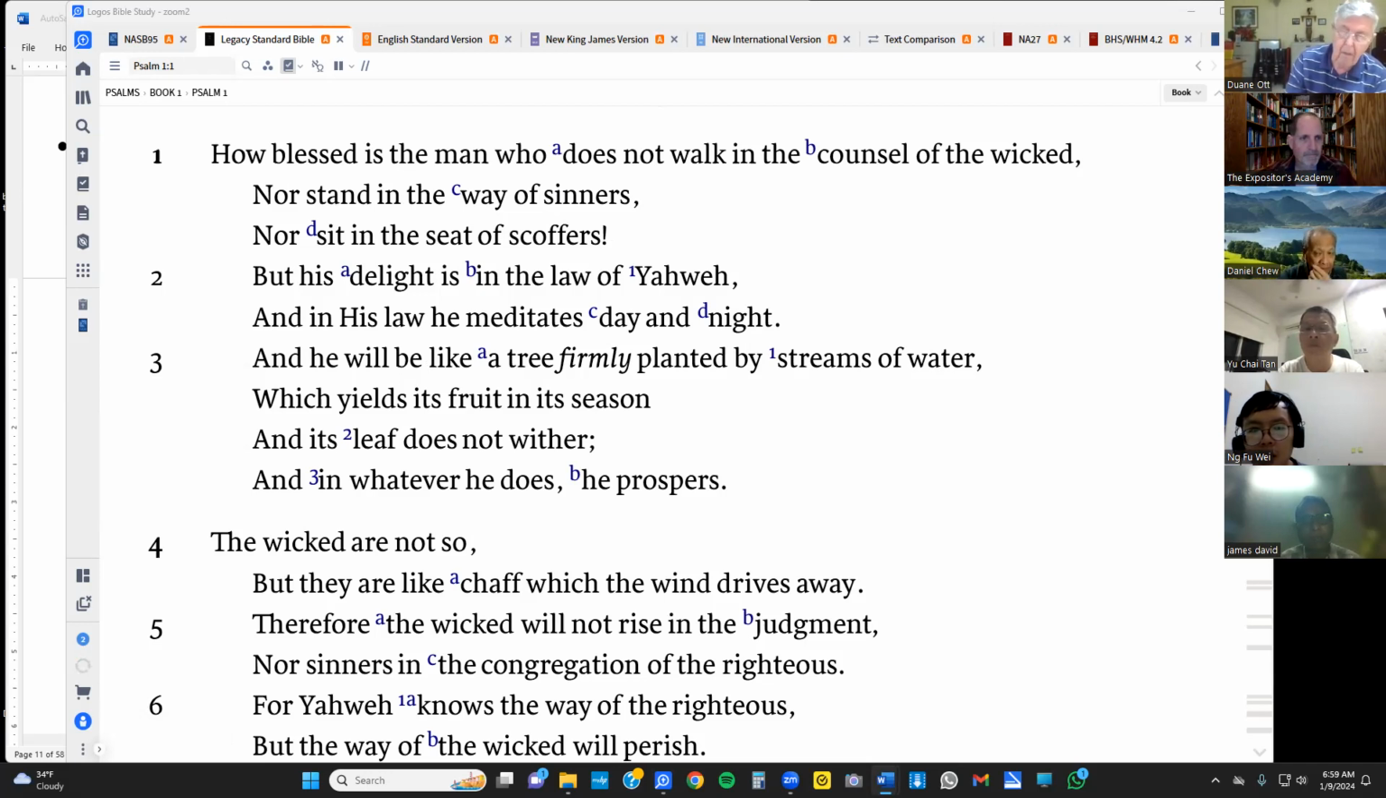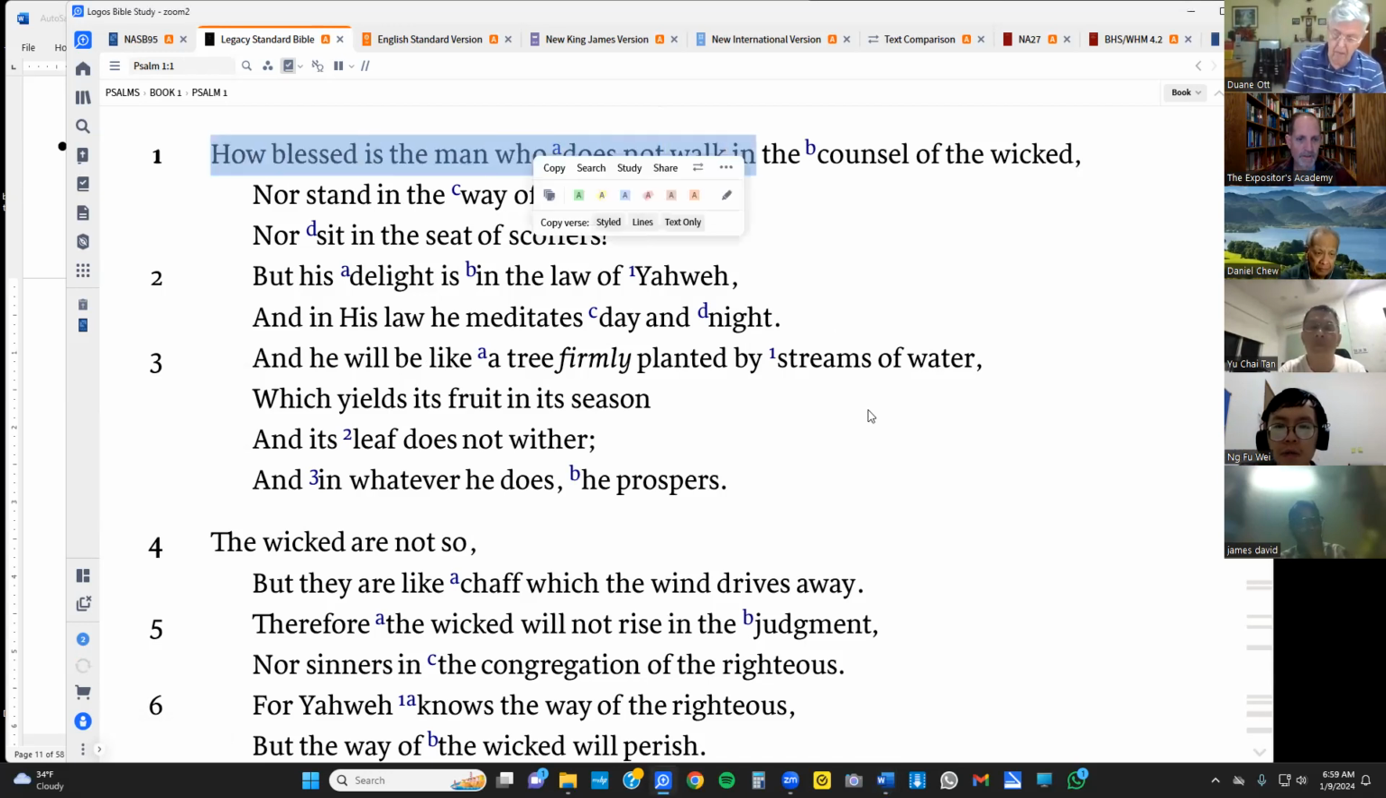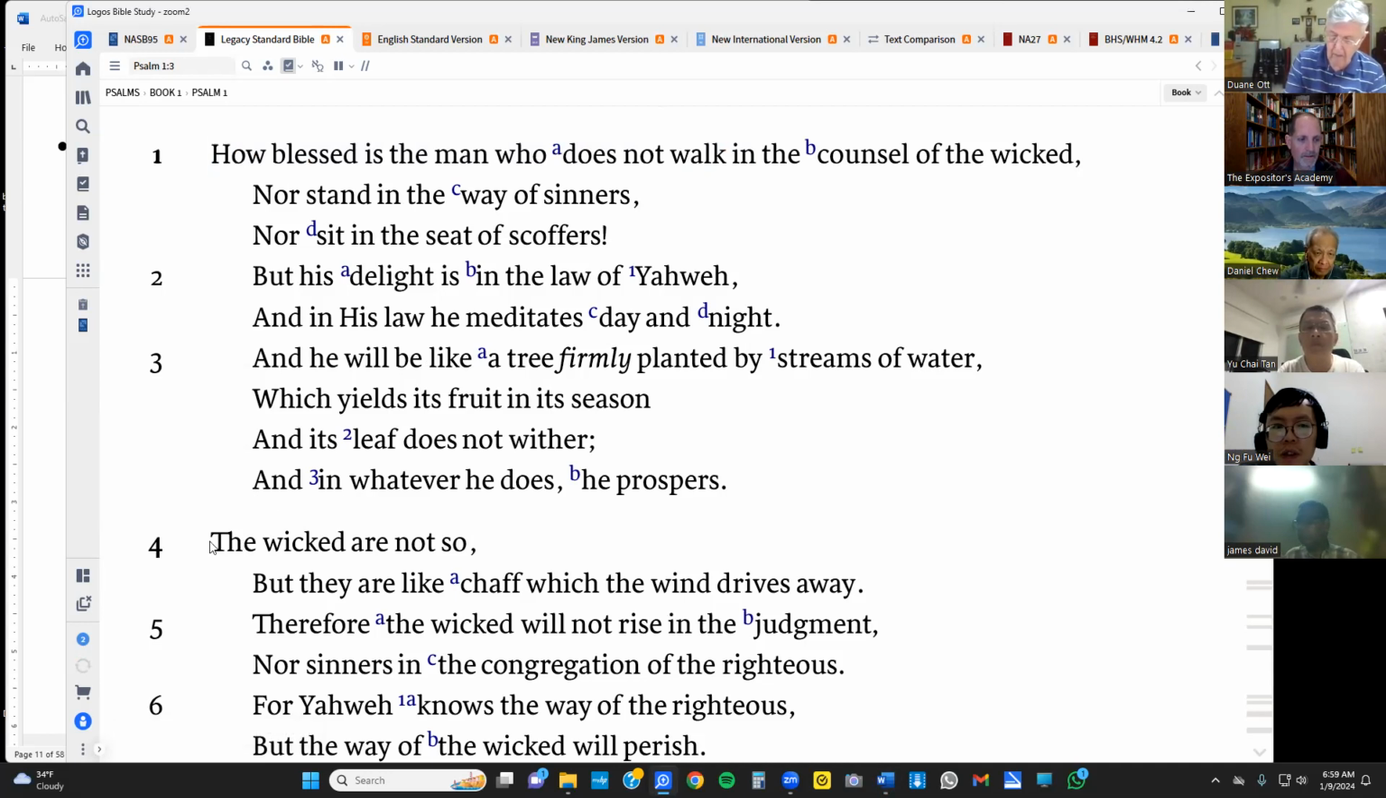We have, "How blessed is the man who doesn't walk in the counsel of the wicked." And then verse 4, he says, "but the wicked are not so." So he's contrasting the righteous man with the wicked, right? The first three verses, the focus is on the righteous man. And then we see a shift in verse 4 with an emphasis on the wicked.